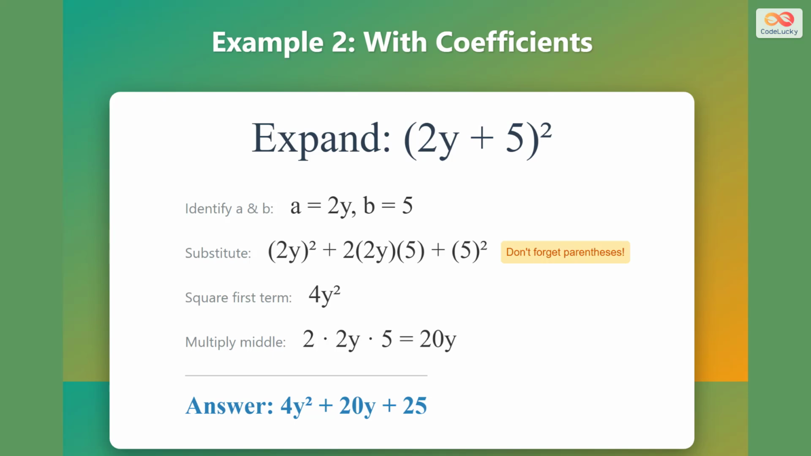Now let's try a slightly harder one, (2y + 5)². Here, our first term is 2y. When we square 2y, we must square both the 2 and the y, giving us 4y². The middle term is 2 times 2y times 5, which equals 20y, and 5 squared is 25.